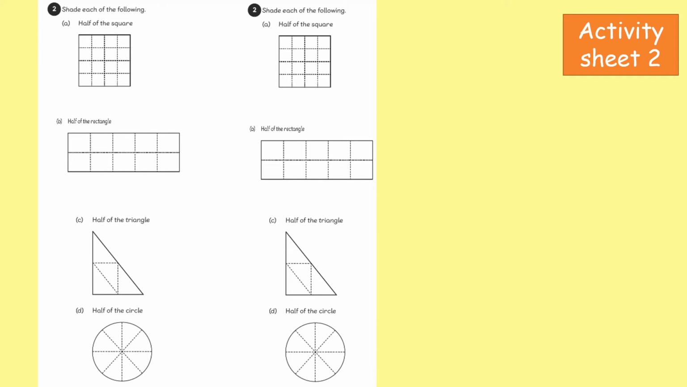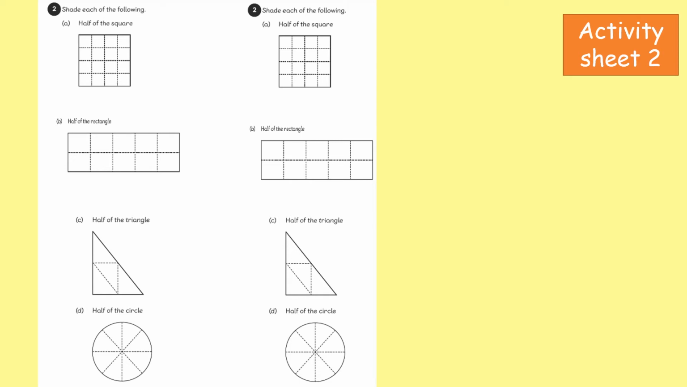Okay, children. So we've been looking at how we can split shapes into halves, how we can fold or cut shapes into 2 equal parts, 2 equal halves. And we know when we put those 2 parts, those 2 halves together, we get a whole shape.